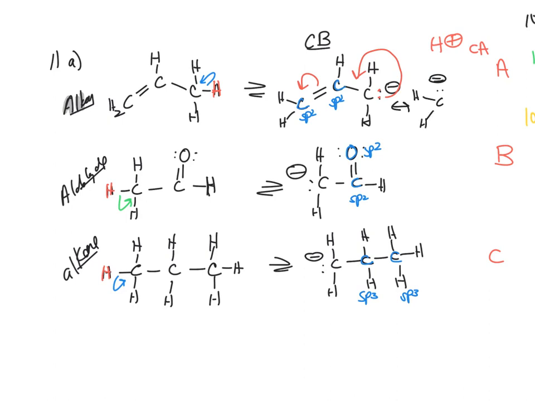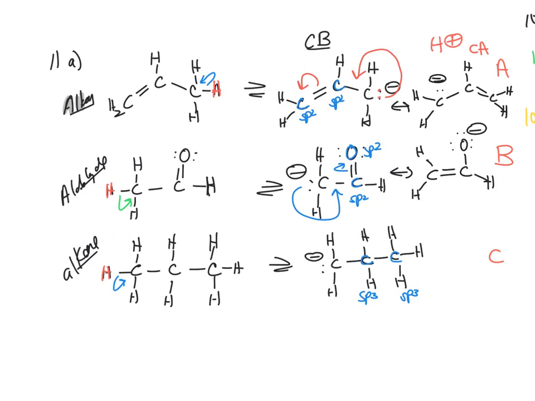Okay. So that's one. Here, these electrons can go here, and then those electrons go there. And then this one, we don't have any. Okay. So we drew all possible resonance forms for each conjugate base.